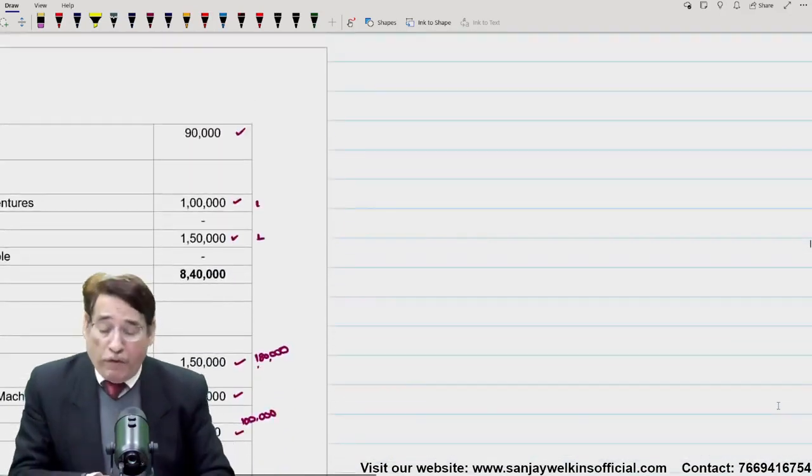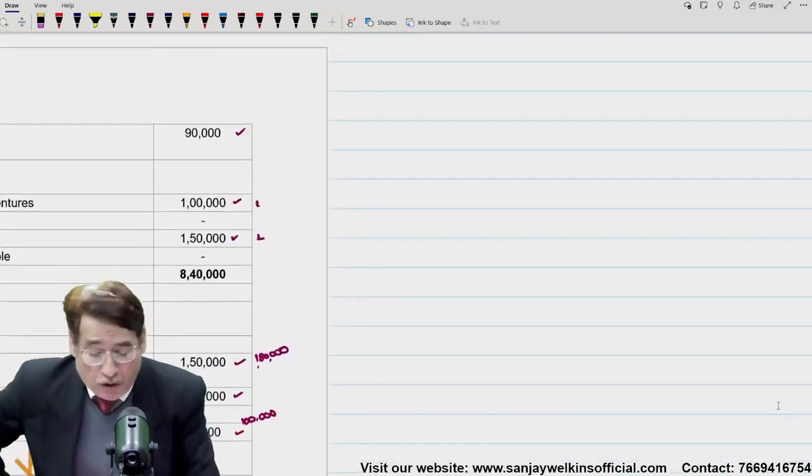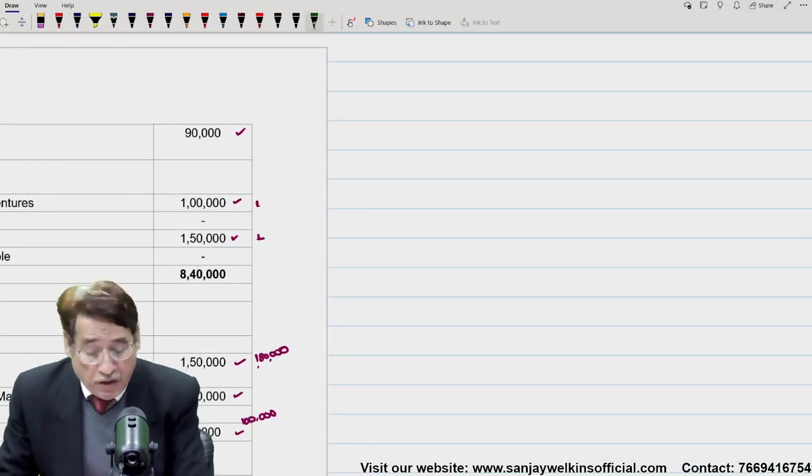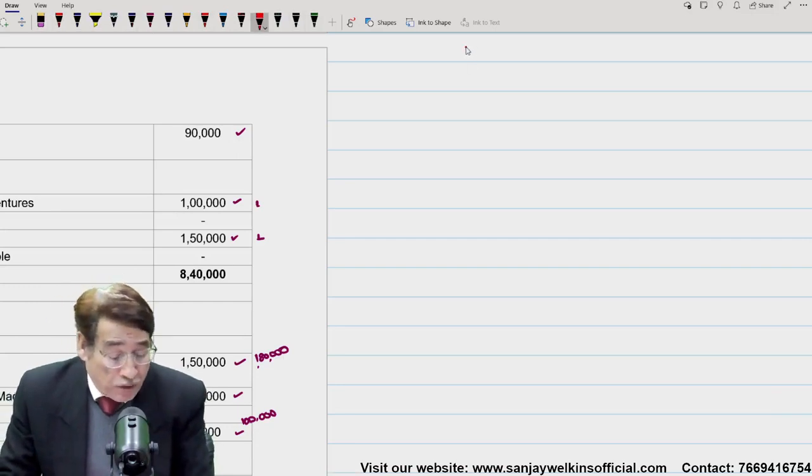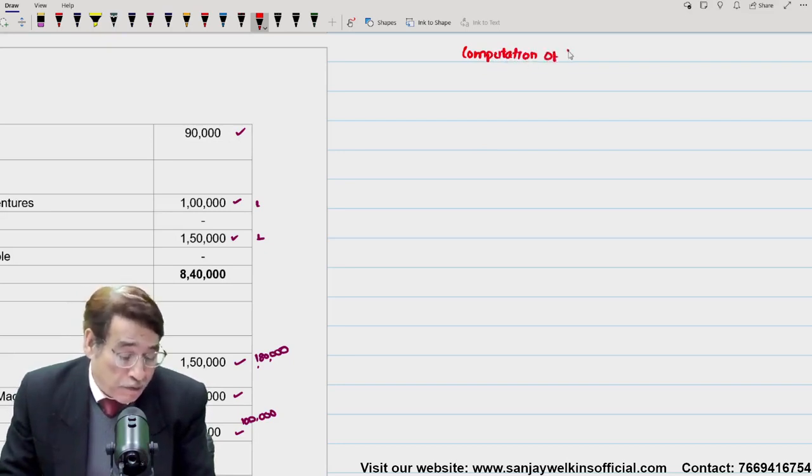And then finally, we will have to pass the entries in the books of the acquirer company also. Is it clear to you? In order to understand this particular question quite well, let's first of all start with computation of purchase consideration. This is the first step to solve the question. So first of all, I am going to compute the purchase consideration.